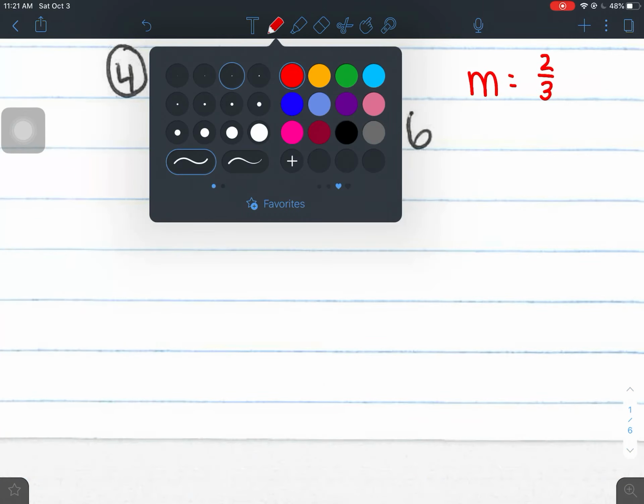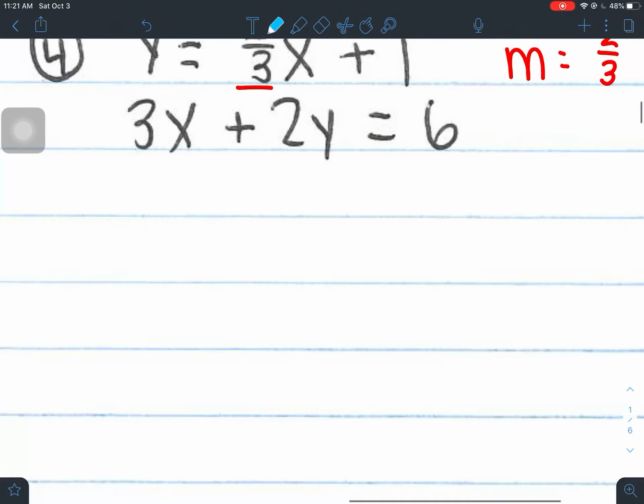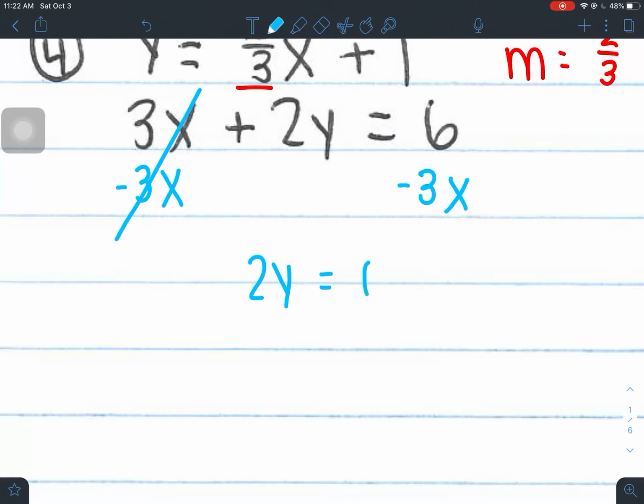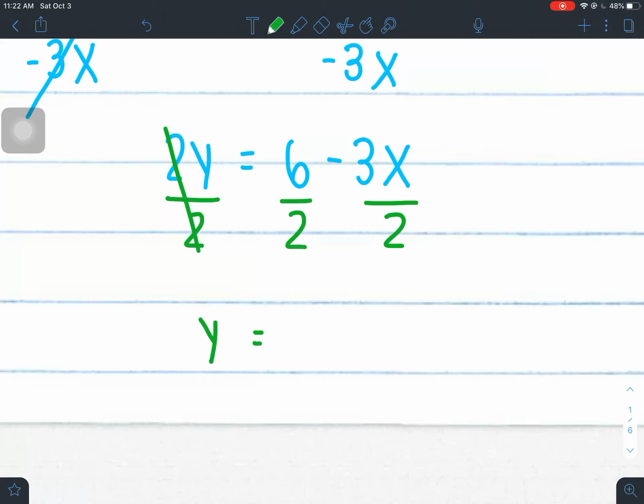Okay, now let's go ahead and get the y by itself in the second equation. The first thing I'm going to do is subtract 3x from both sides because I'm trying to get y by itself. So I have 2y equals 6 minus 3x. Now the next thing I want to do is get y all by itself, so I'm going to divide everything by positive 2. 2 divided by 2 becomes 1. It just cancels. We have y equals 6 divided by 2 is 3. And then negative 3 divided by positive 2 is negative 3 over 2. And then we have the x.